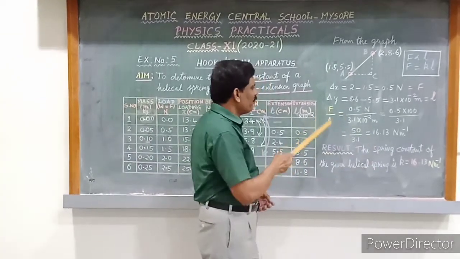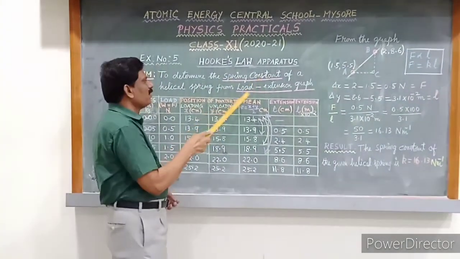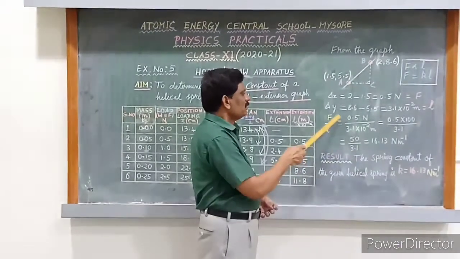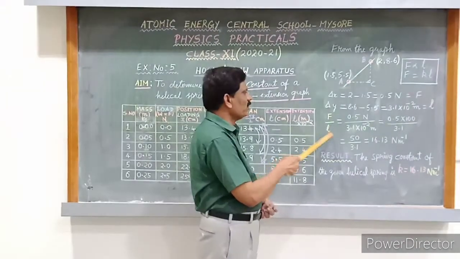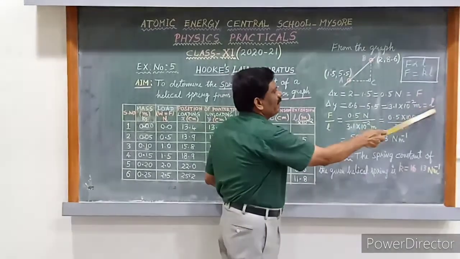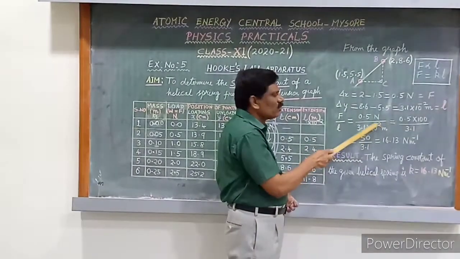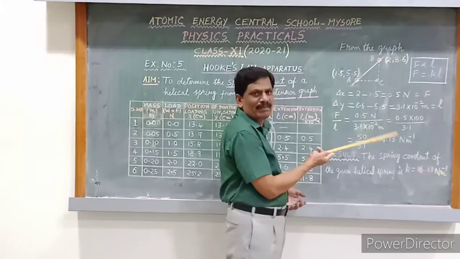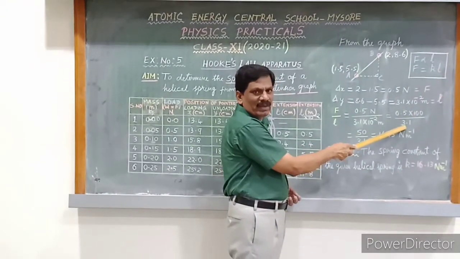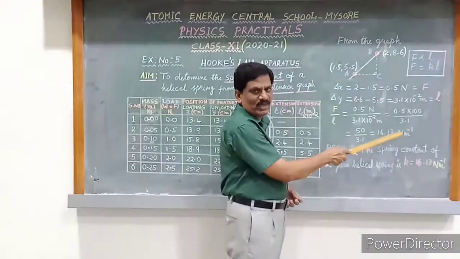So, my dear students, F by L only we have to calculate, because the aim of the experiment is what? To study or determine the spring constant from a load versus extension graph. So in this graph, F by L, that is a load versus extension ratio, will give you the spring constant K. So instead of F, you substitute 0.5 Newton. Instead of L, you substitute 3.1 into 10 power minus 2 meter. Now this 10 power minus 2 is in the denominator. When it shifts to the numerator, it will become 10 power plus 2 or 100. So numerator is 0.5 into 100 divided by 3.1, and that is equal to 50 divided by 3.1. It is found to be 16.13 Newton per meter.